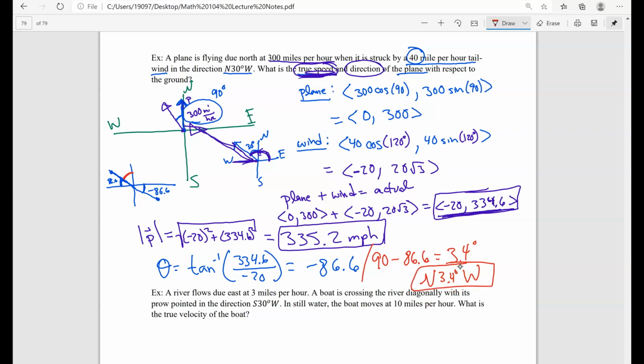So you now have the vector of the plane after it was hit with the wind. You also have the magnitude of the vector, so how fast it's going now after it got hit with the wind, and you also know the bearing, or the direction, at which this plane is now going. Okay, so in the next video, we're going to do the last problem.